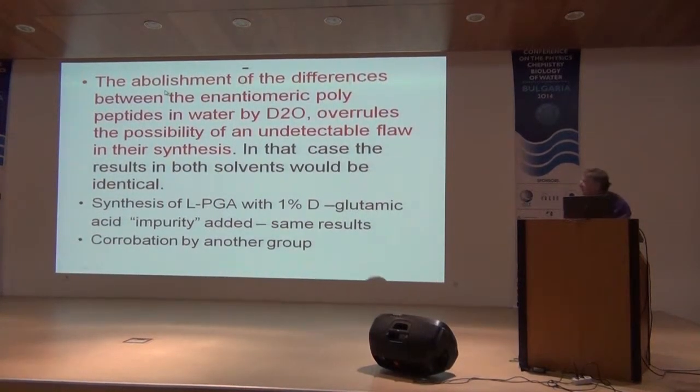Now, it's very important that the abolishment of the difference between the enantiomers, the same materials, the same solutions in D2O, overrules the possibility of undetectable flaws in their synthesis. That's the answer I always get from people saying, well, they were not synthesized the same, so you get differences. Now, you cannot explain that if in D2O you get the same, identical result. If it were synthesized not the same, the difference would show in water and in D2O as well. We even went to the extreme of synthesizing it with 1% glutamic acid impurity to show the strength of the results, and that was corroborated by the other group in Greece, which gave us a lot of strength to go on with our studies.